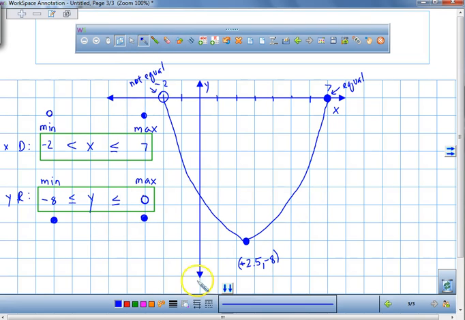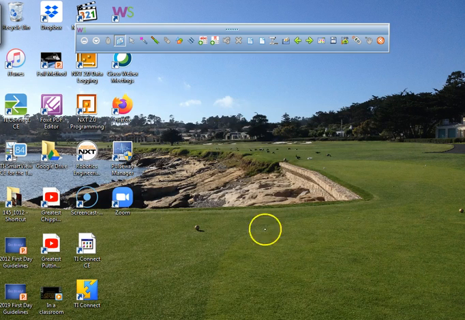Now, let's say I labeled this graph. I call this graph g of x. If I called this g of x, what could I replace the y value with? I could replace it with g of x because that's function notation. So I could say g of x is less than or equal to 0 and greater than or equal to -8. Just understand, sometimes it'll say y, sometimes it'll say g of x or f of x or h of x. That's just function notation. No need to get freaked out.